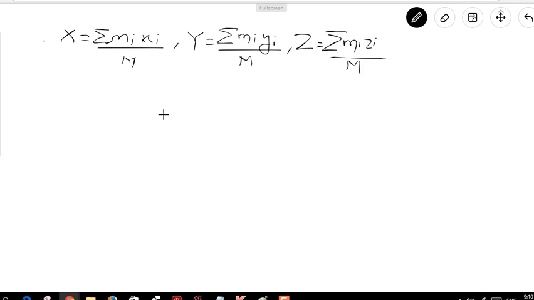Recall that in the previous video we saw that we can calculate the x coordinate, y coordinate or z coordinate of the center of mass of a system of particles by this formula respectively. So we studied that for a system of particles, to find the center of mass we wrote this general equation, in which mi is the mass of the ith particle in the system, and xi is the x coordinate of that ith particle.